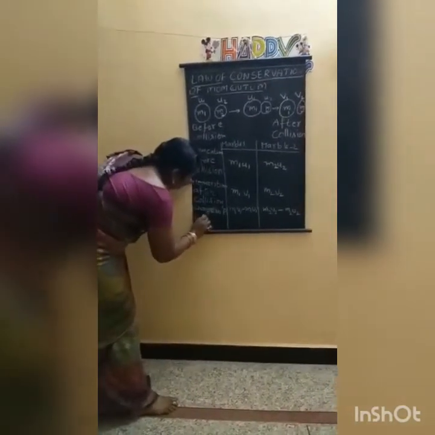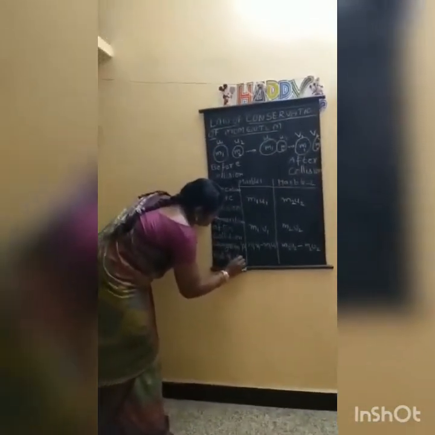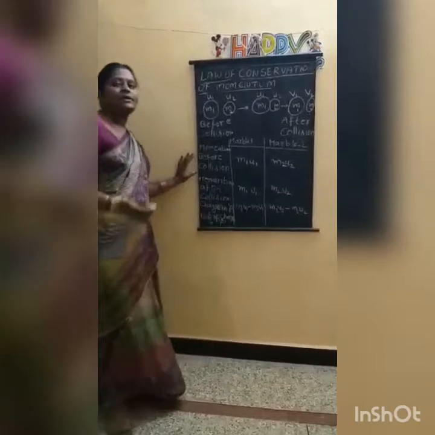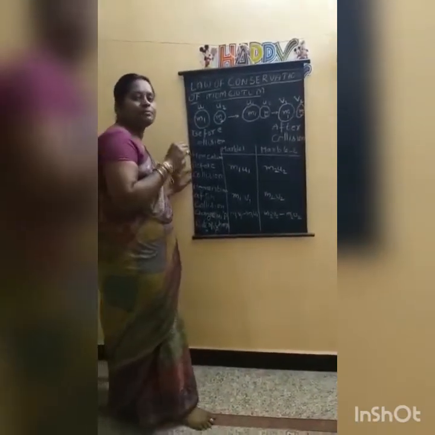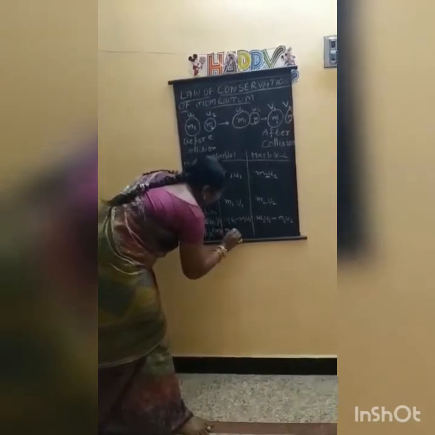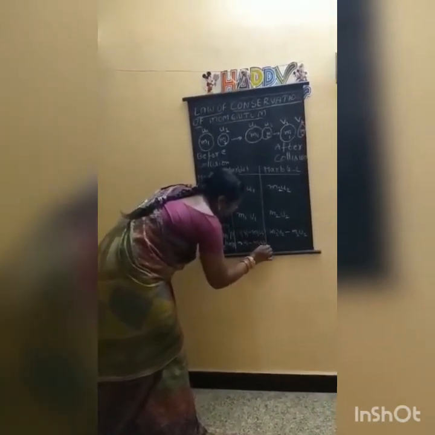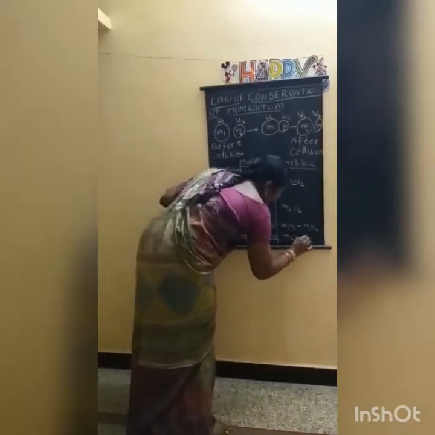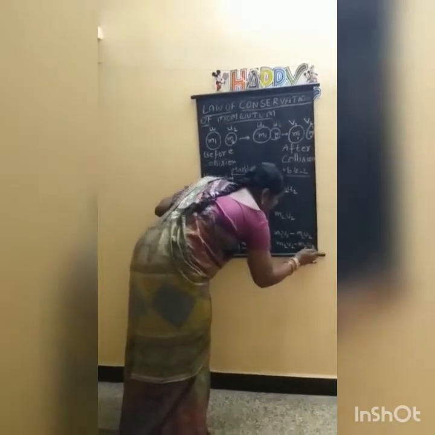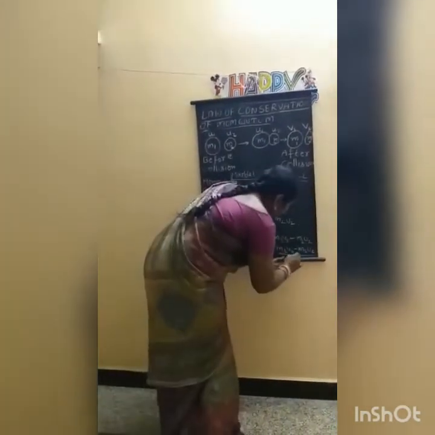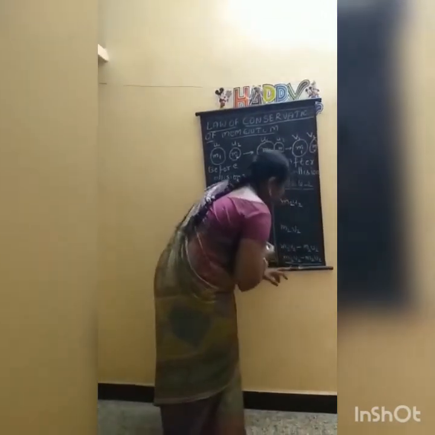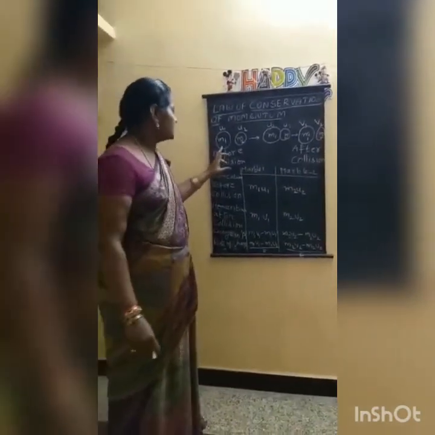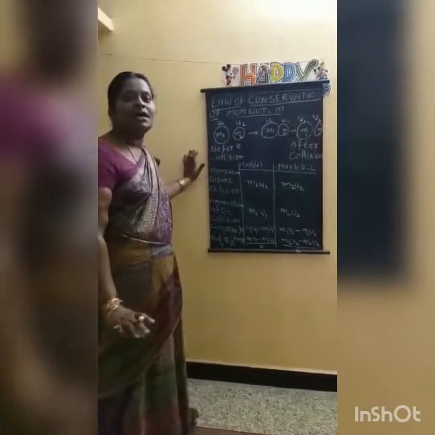Now, rate of change in momentum. Rate means in time, the change in time t. m1 v1 minus m1 u1 by t. This is m2 v2 minus m2 u2 by t. That is the force, according to Newton's third law of motion.